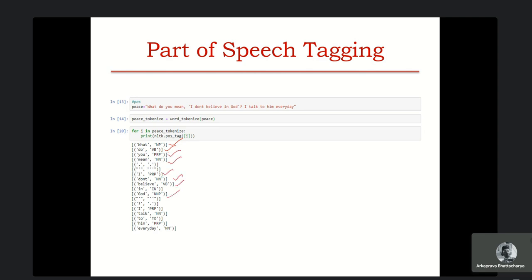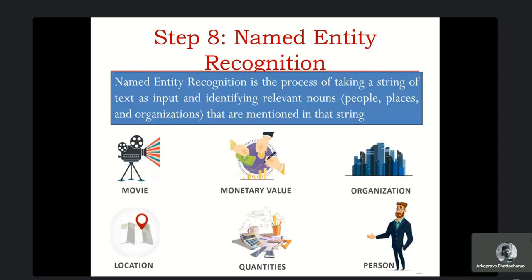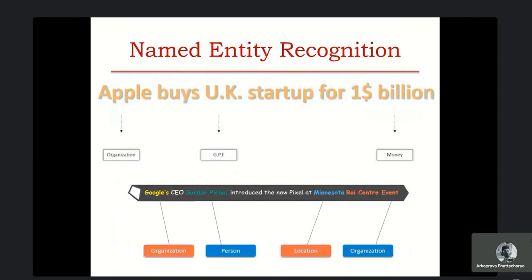So how are the sentences generated? The sentences are generated based on the part of speech only. Now you have named entity recognition, the one I mentioned in the hiring case, like how the HR would be using it. Named entity recognition is the process of taking a string of text as input and identifying the relevant nouns. That could be places, people and organizations. In this way, named entity recognition would be helpful.